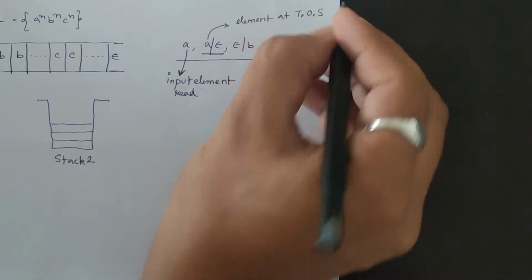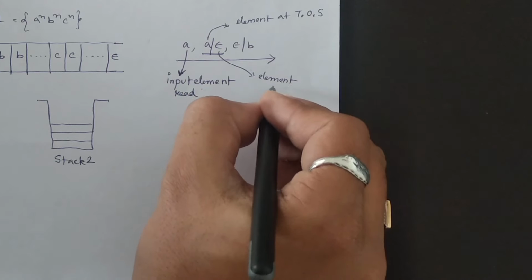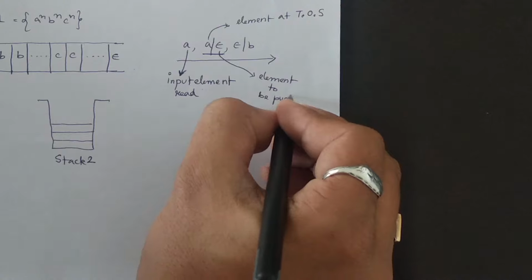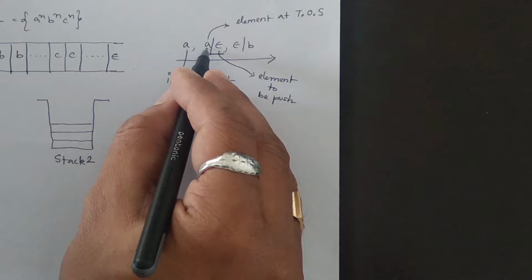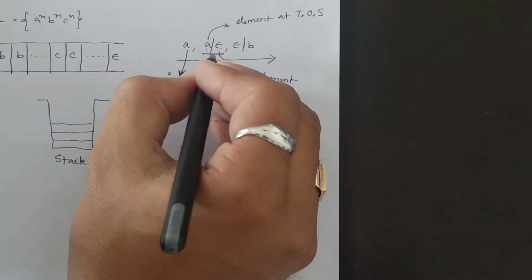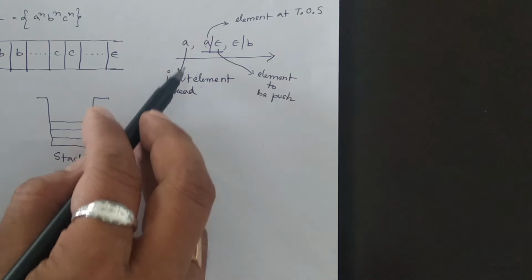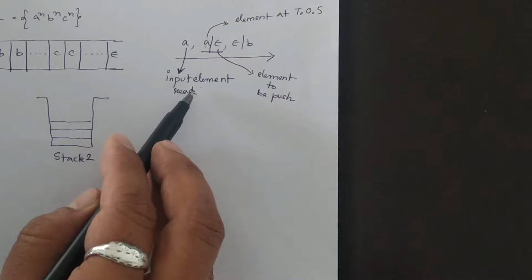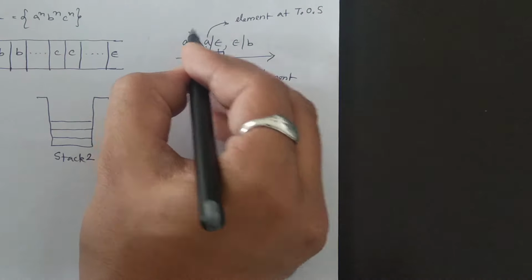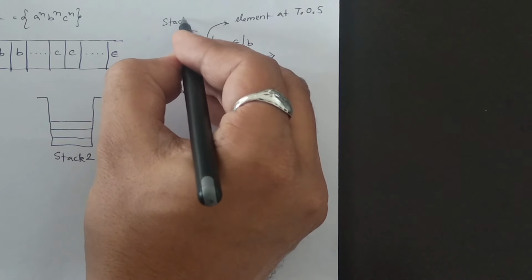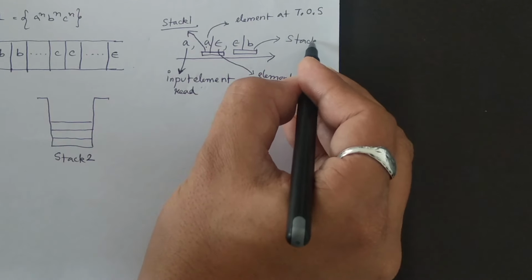Okay, and this element means the element to be pushed. So if epsilon is there in place of this, that means you have to pop this. Clear? That's why I have taken 2 things in one particular transition. Again I'm repeating, A is the first part, the input element to be read. Now this part is for stack 1 and this part is for stack 2.